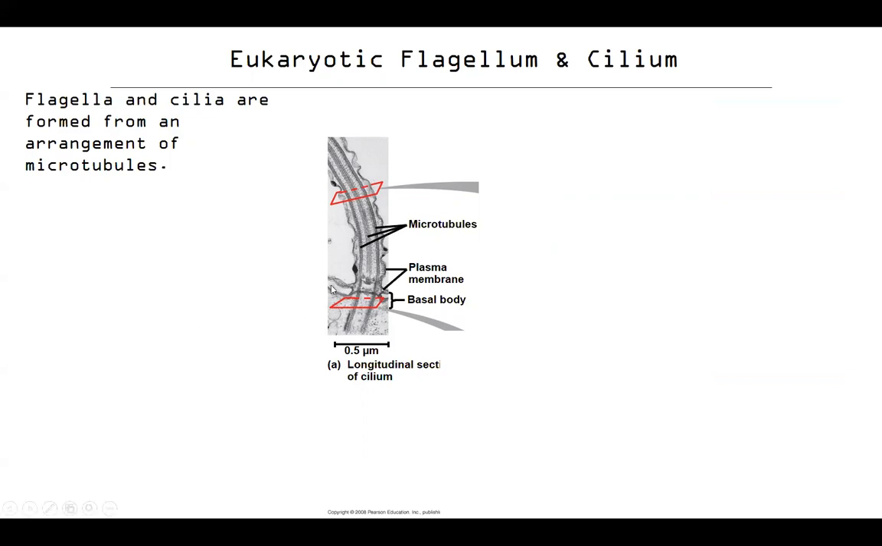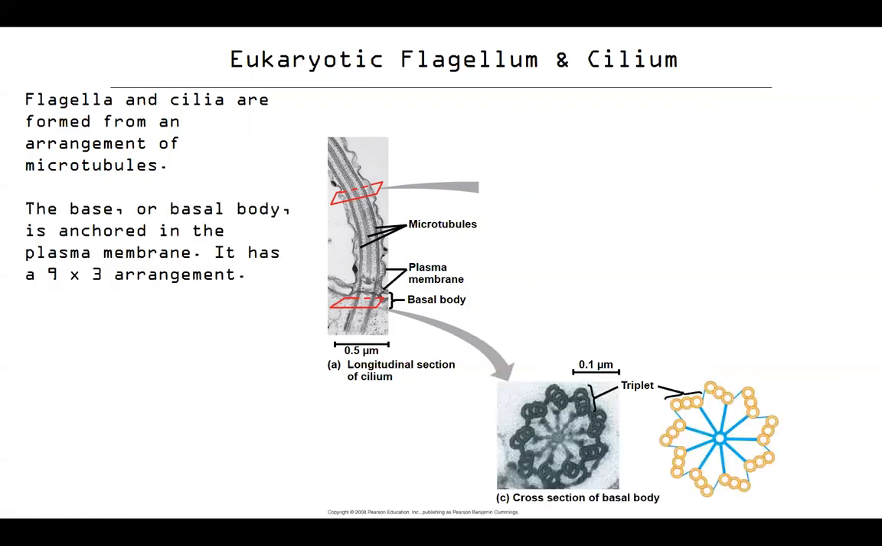Okay, so we can see in this image, which is a TEM, a transmission electron image, the plasma membrane, and we've got microtubule structures that start embedded below the surface of the plasma membrane and extend up into the structure. The base of this anchorage in the cell is referred to as a basal body. And we can see this is a basal body, and it should look really familiar to you.